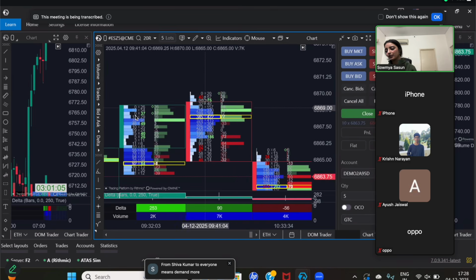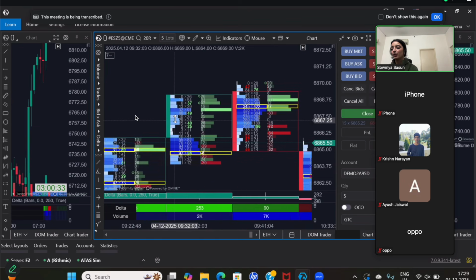Look at this. This is a candle. What color is it? Red candle, right? What does a red candle mean? Price went down. Look at the delta here. Is the delta green or red? Just look at the color. The delta is green. What does that mean? That means in this particular candle, we had 90 more buyers as compared to the sellers.